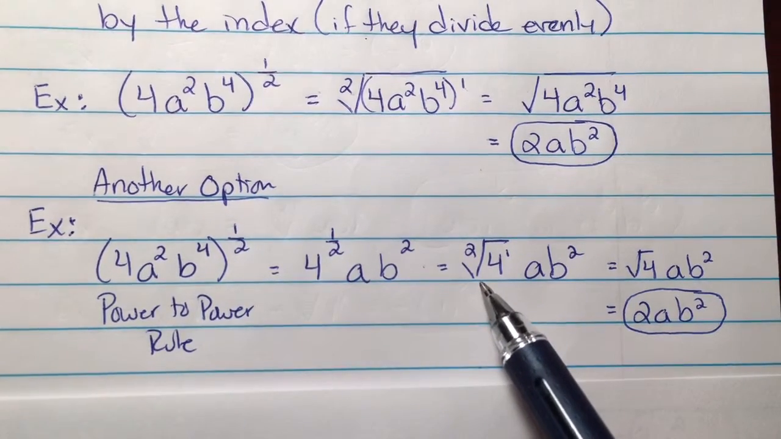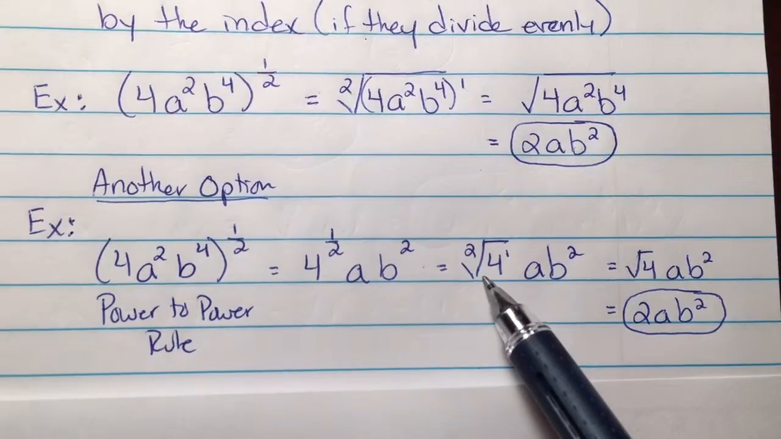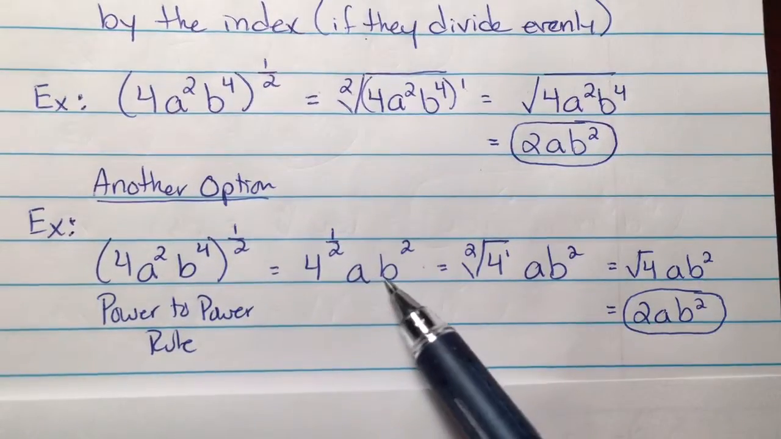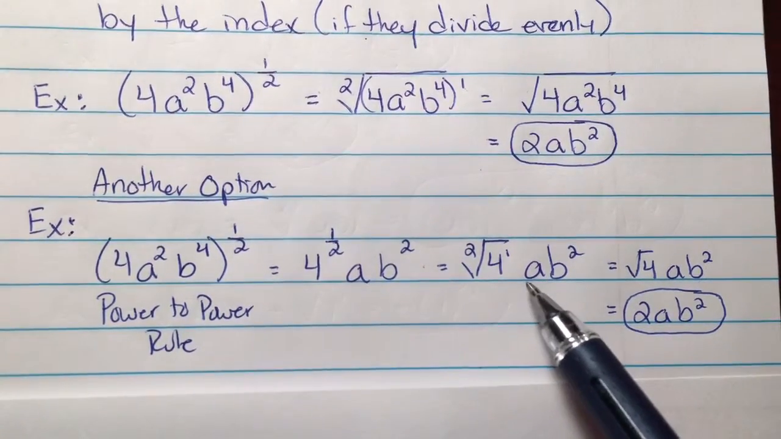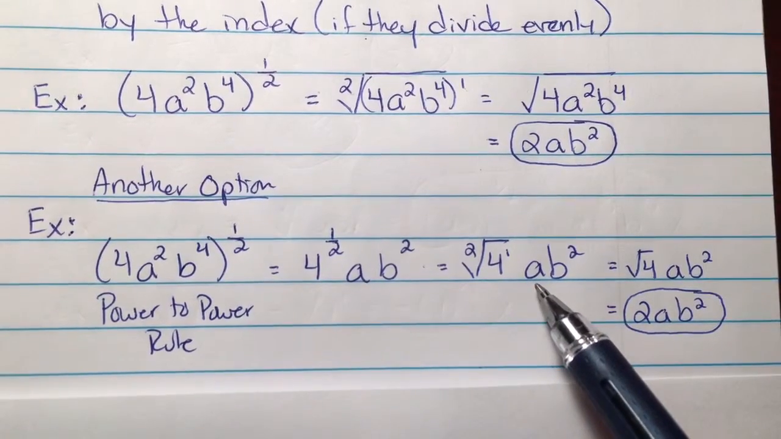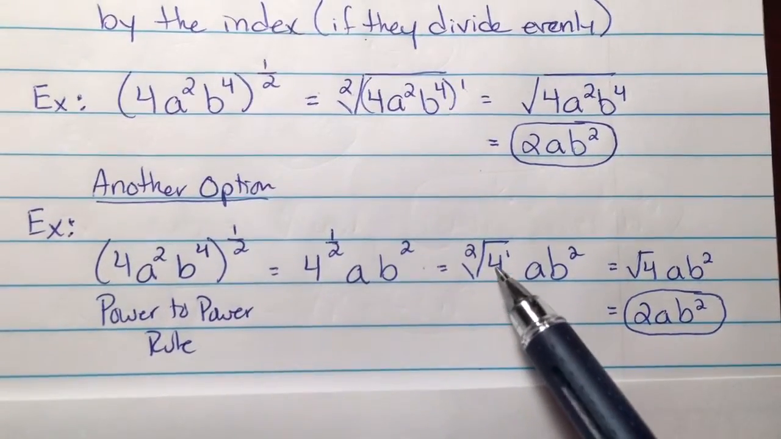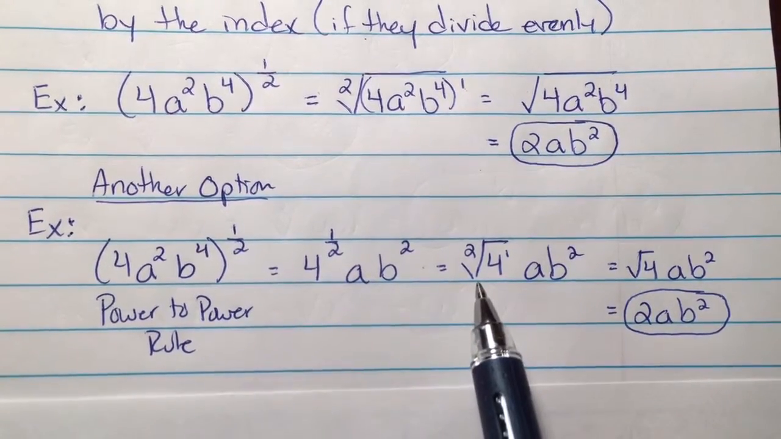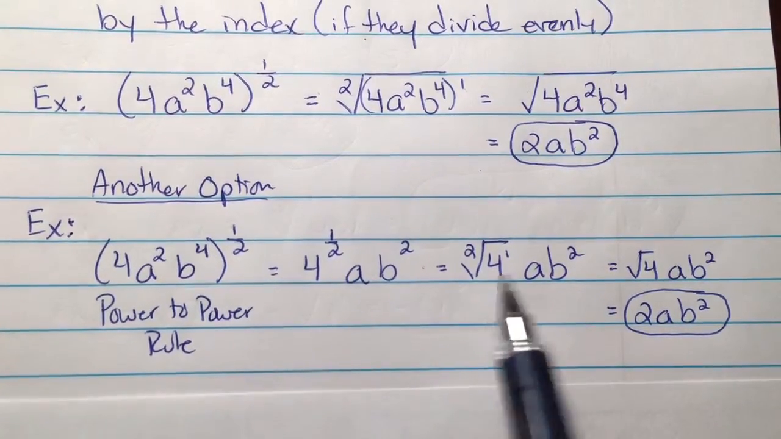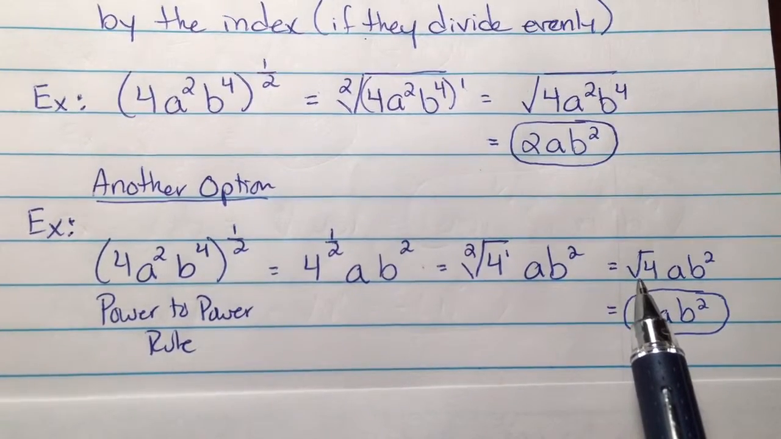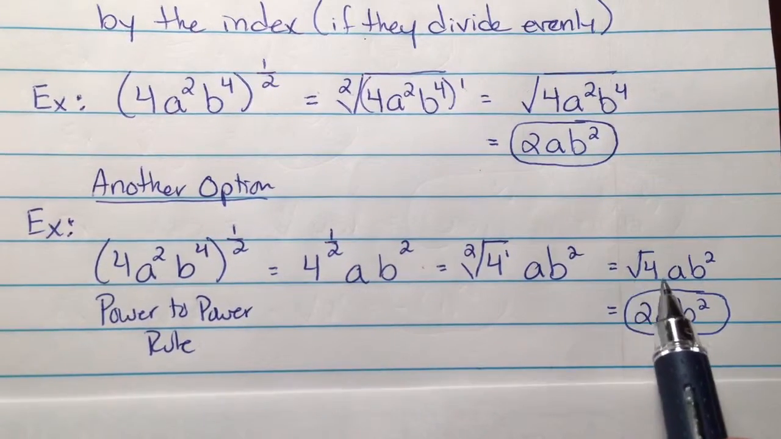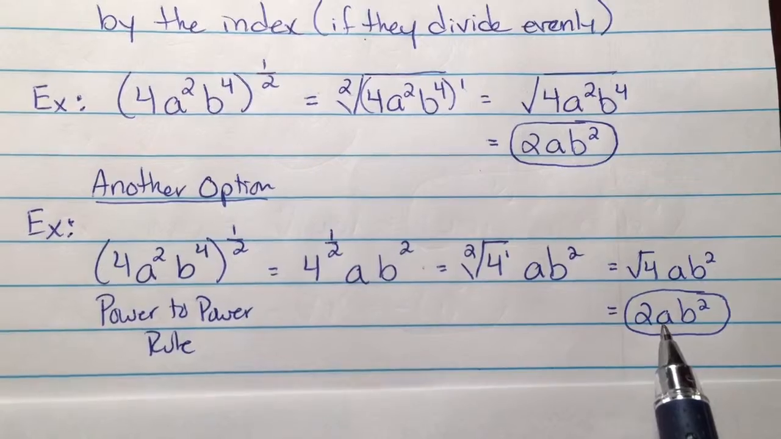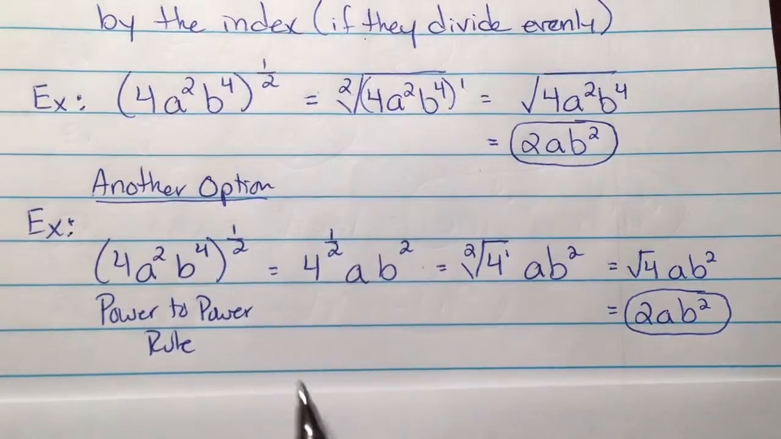Which gives us this. Bottom out for the 4 only. The a and the b squared, they've already been dealt with. We've already applied power to a power and simplified those. So they do not go under the radical. They are after the radical. Following this, the square root of 4, which simplifies to 2, and you're just dropping down the a and the b squared. And notice that you get the same exact answer by doing this method.